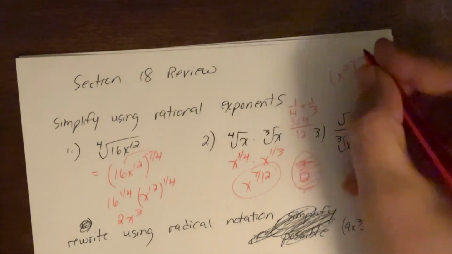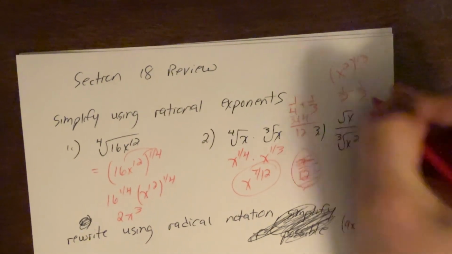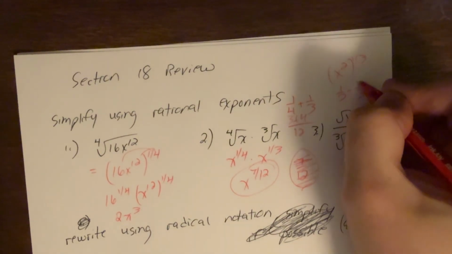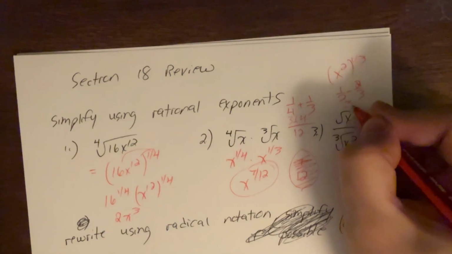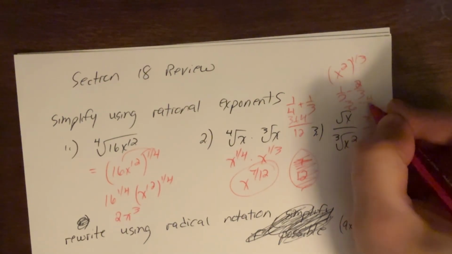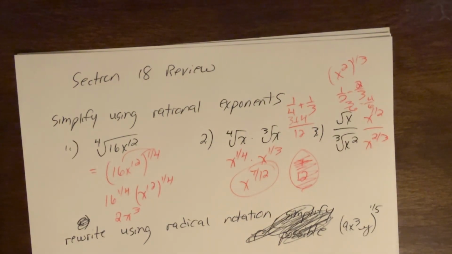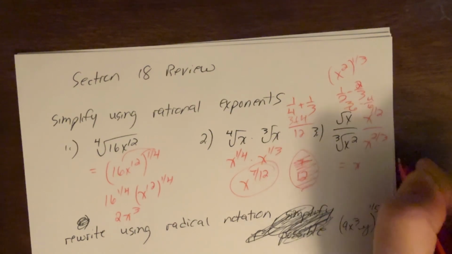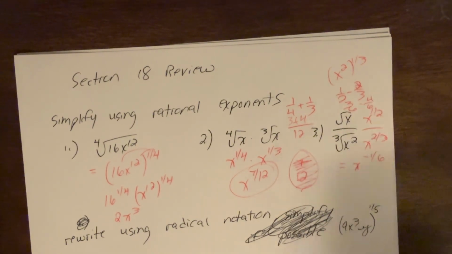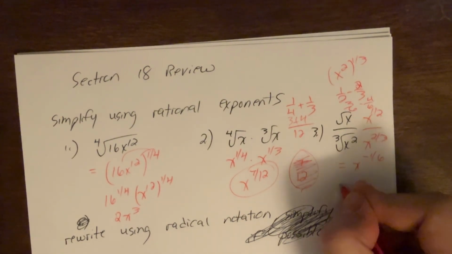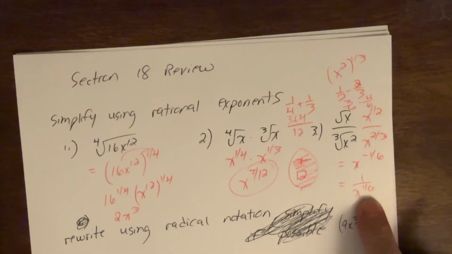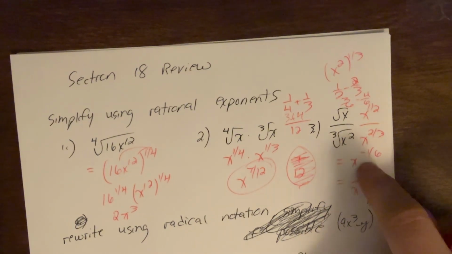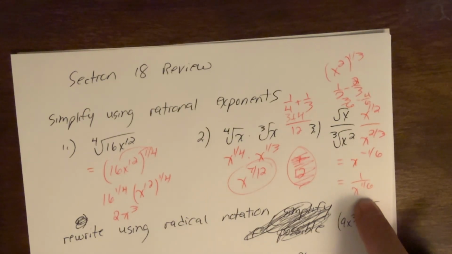Now I'm dividing, so I will subtract the exponents. 1/2 minus 2/3. This will become a 3/6. This will become a 4/6. So I will end up with x to the negative 1/6. And that's where we more traditionally move that negative exponent to the denominator, 1 over x to the positive 1/6.